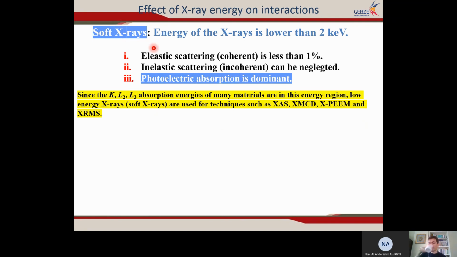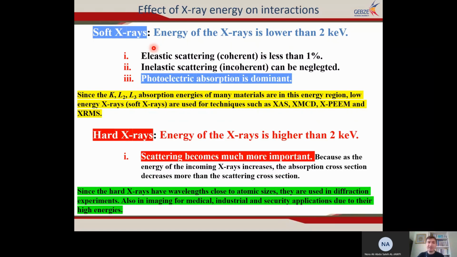No, thanks. It's clear. So now I change the energy of the X-rays. We are discussing the effect of X-ray energy on interactions. So what happens if I use X-ray energies higher than 2 kiloelectron volt? For example, for the X-ray tubes, we are mainly using copper K alpha radiation. The energy is around 8 kiloelectron volt, okay? So huge energy compared to the soft X-rays.